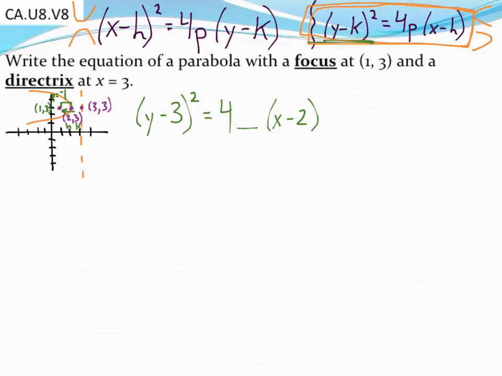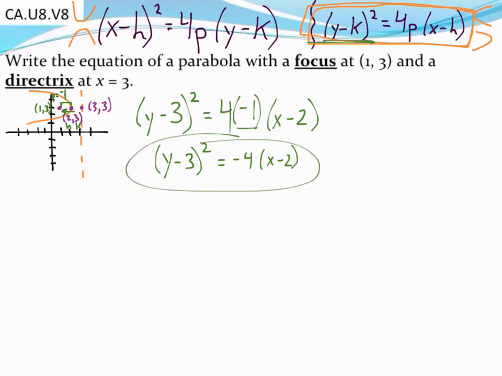So going back to my equation and plopping the p-value in there for negative 1. There's my equation. Let's put in parentheses so it doesn't look like we're subtracting. As a last step, let's just multiply the 4 and the p-value together. So (y - 3) squared would equal negative 4 times (x - 2). If you want to distribute on the right hand side, go for it. Otherwise, I'm going to say that is my equation for the parabola described up above.